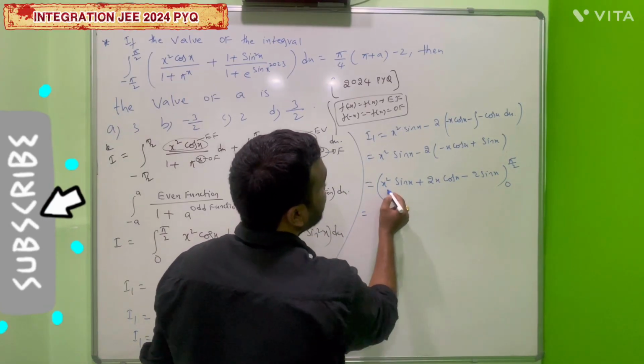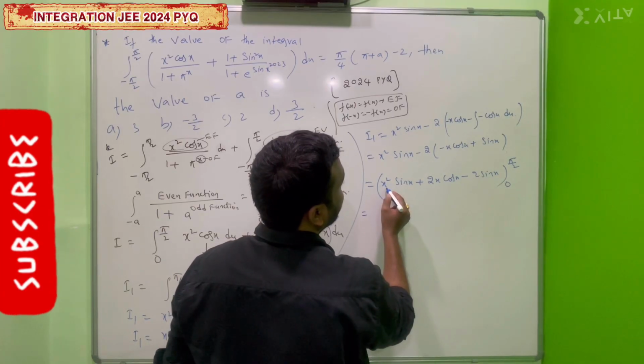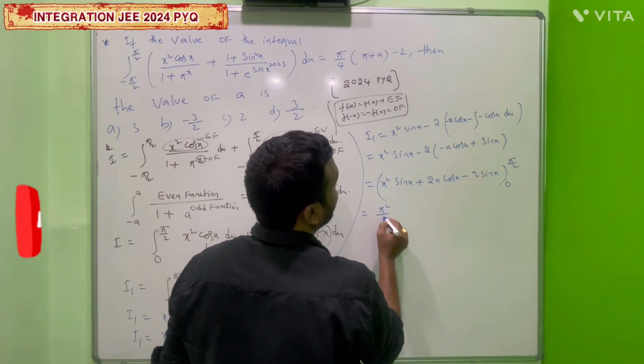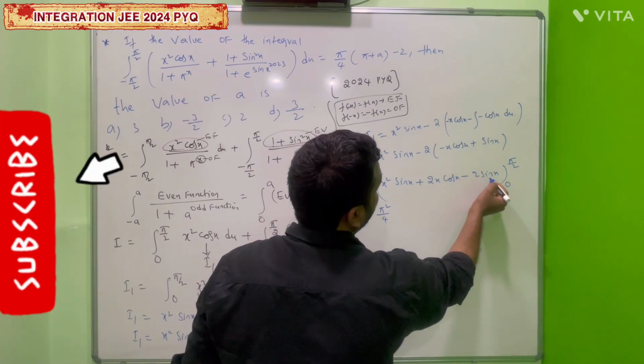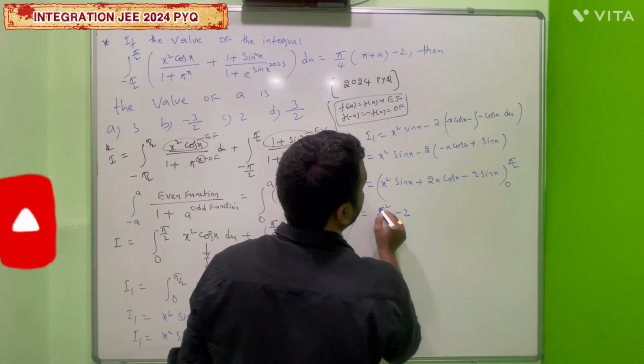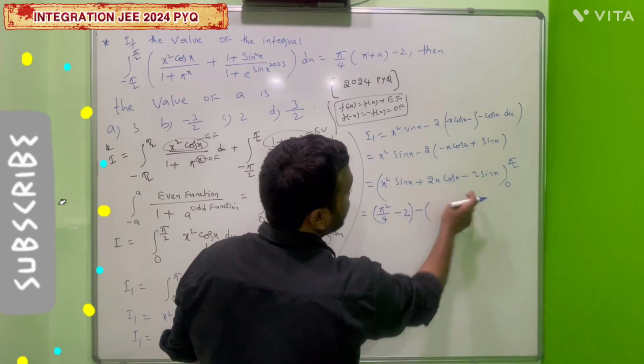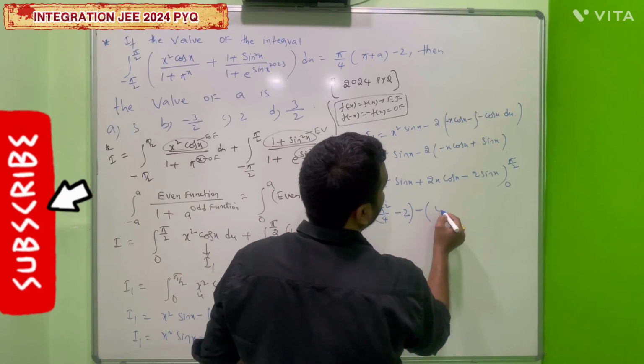So what happens here? Pi by 2 upper limit minus lower limit. X value pi by 2 means square, pi square by 4. Sin pi by 2 value 1. So cos pi by 2 is 0. Sin pi by 2 value 1. So that is here minus 2. This is upper limit minus lower limit. So 0, 0, 0. So finally completely 0.